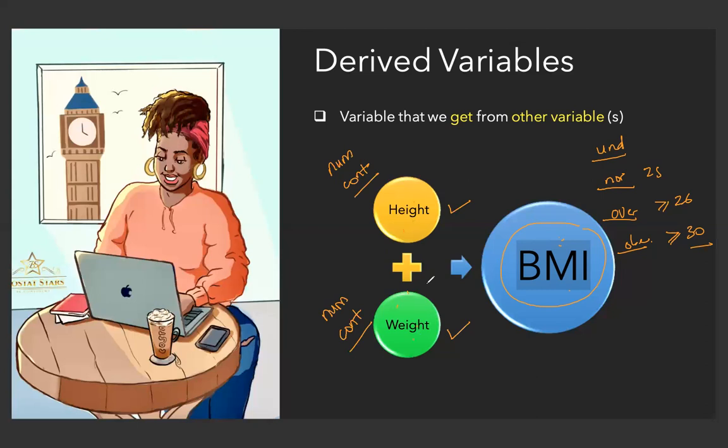So just to be clear, I'm not saying that BMI is the only derived variable that we have. No, the main point I want you to understand is if you can get any variable from another variable, that variable that you're getting from another variable is a derived variable. This is the point, okay? So I hope that is clear.